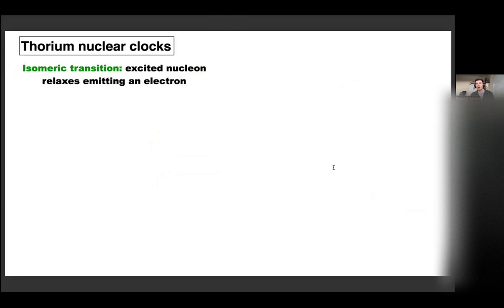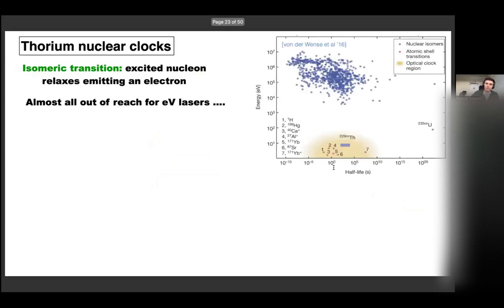Well, nuclear clocks are based on nuclear transitions rather than electronic transitions. So transitions of the nucleus. And I define here what an isomeric transition or nuclear transition is, which is simply an excited nucleon which relaxes and emits an electron. So actually, for most elements and most things, nuclear transitions are extremely high energy compared to anything that we can probe with lasers. This is the sea of blue dots that you see on top. All are out of reach.